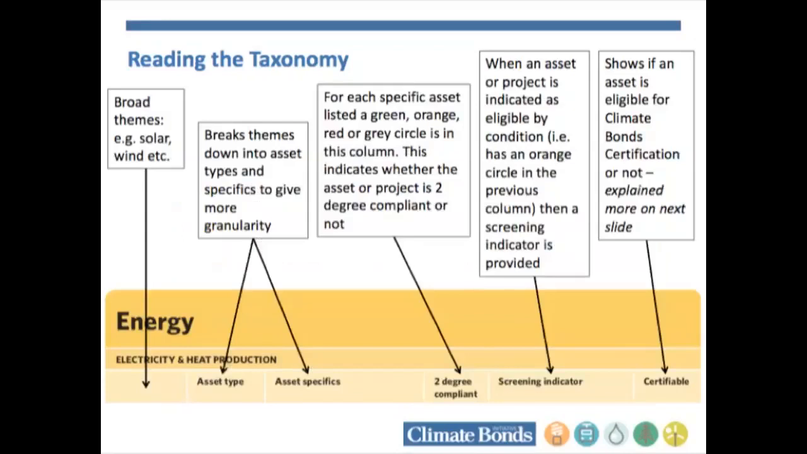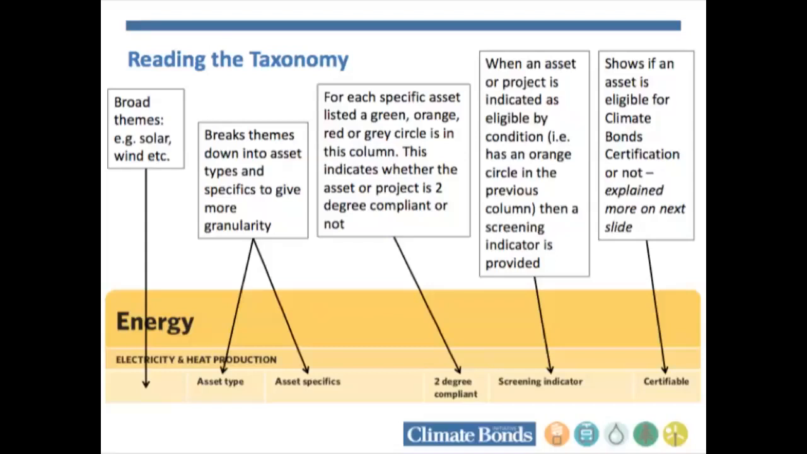Each table within the taxonomy has a heading that looks like this. We have several different columns here. At the top of the table we indicate the broad sector, for example energy. We have one table for energy, water, transport, etc. And then the columns underneath indicate the broad theme. Under energy, it might be something like solar, wind, marine renewables, etc. Under buildings, it'll probably be split into commercial buildings and residential buildings or upgrades. Under transport, it might be private vehicles or public vehicles. So we split them up by theme.